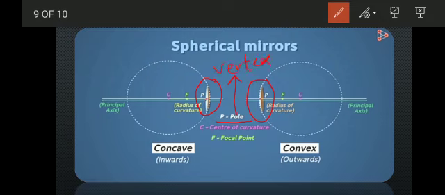These two names are used for the part. The midpoint of the reflecting surface of the mirror is called pole. It is also called vertex. Next is the center of curvature.